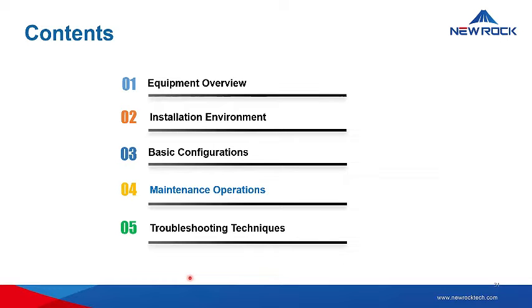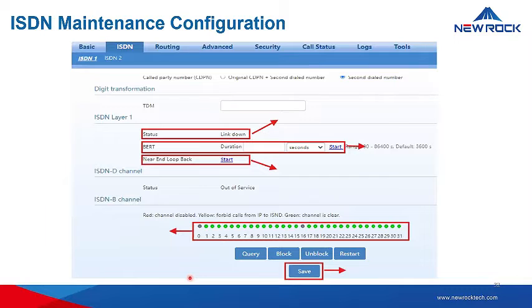Yeah, let's go to the maintenance operations. ISDN maintenance configurations, you can see on the ISDN page. Go to display the ISDN link status. Link up indicates it's connected. Link down indicates that it is disconnected.